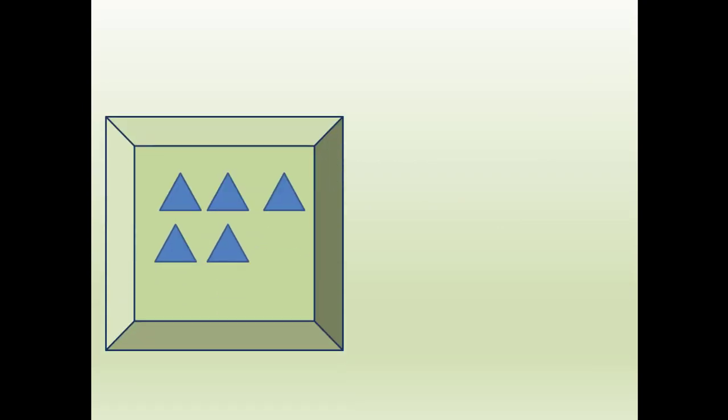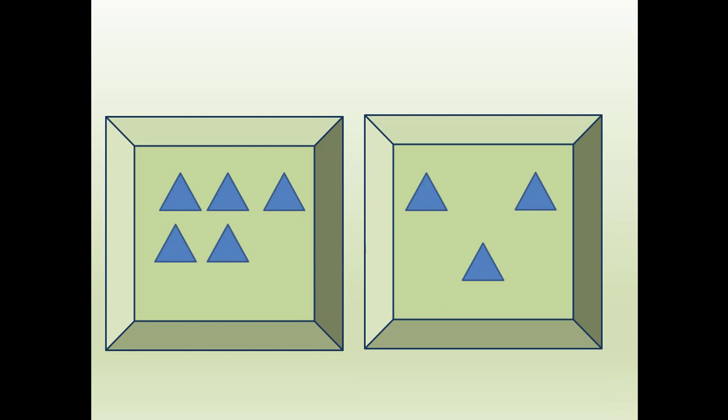Today we will learn an interesting topic. Let's see. This is a group of 5 and this is another group of 3. First group has 5 triangles. That means first group has more triangles. And second group has 3 triangles. That means this group has fewer triangles.